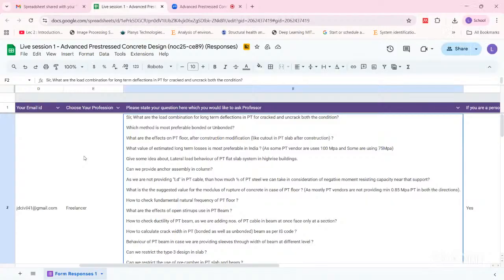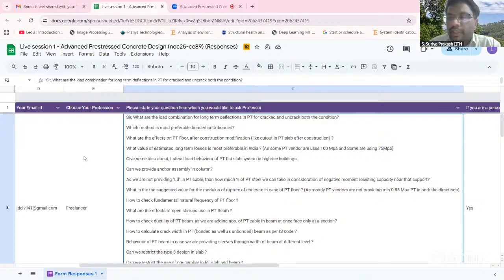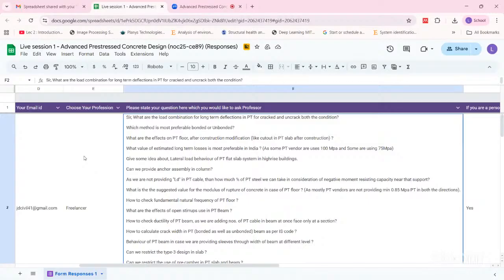So cannot we take some extra projection of the slab and provide the anchor assembly in that projection outside the column?